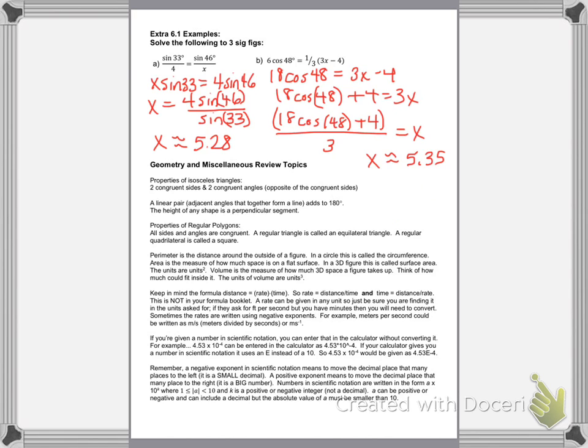A linear pair, those are adjacent angles that together form a line. Those add to 180, so that would be something like this. The angle here and the angle here together are 180.